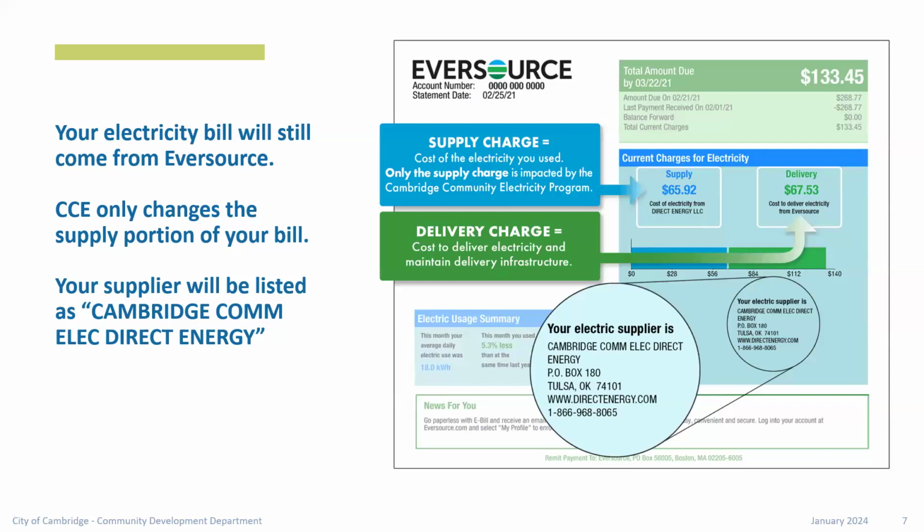So this is an example bill from Eversource. You can see both the supply and the delivery costs highlighted. So when you're enrolled in CCE, your bill will still come from Eversource, and only the supply portion of it will be affected. You can see if you're enrolled, if the electric supplier on your bill is listed as Cambridge Com Elect Direct Energy, then you're enrolled in the program.